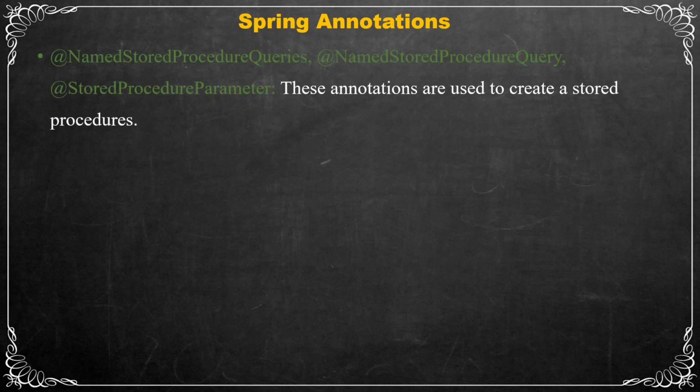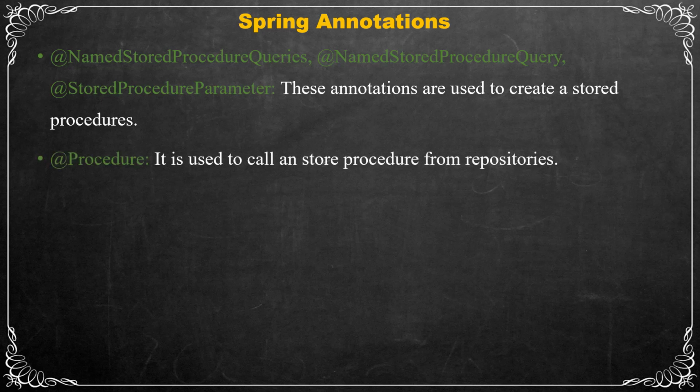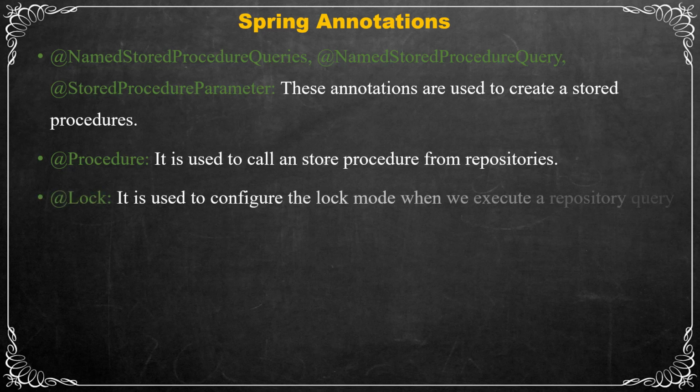Named stored procedure queries, named stored procedure query, and stored procedure parameter annotations are used to create a stored procedure. Procedure annotation is used to call a stored procedure from repositories. Lock annotation is used to configure the lock mode when we execute a repository query method.